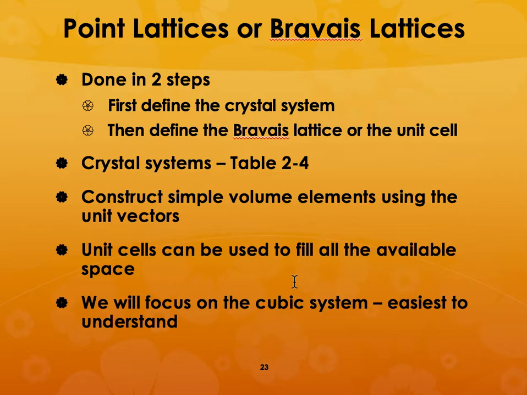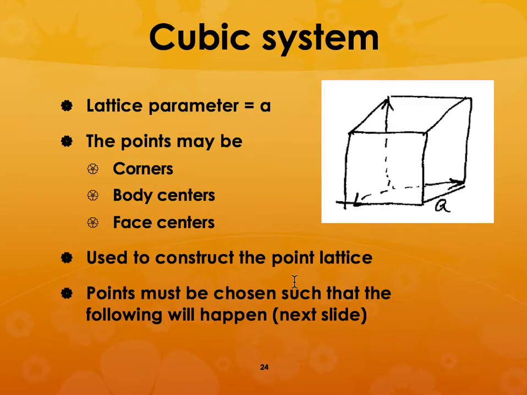Again, we will go more narrow, so we will try to focus mostly on the cubic system because that's the easiest to understand. So the cubic system is A equal to B equal to C, and the lattice parameter or the sides of that cube is called A, and the points in that cube could be either corners or in the center of that cube or in the center of the faces, and that is used to construct the point lattice.